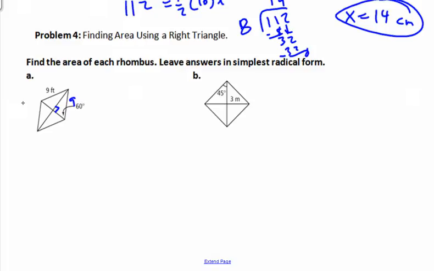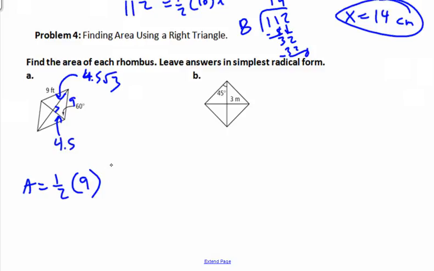If it is a rhombus, all the sides are congruent. In a 30-60-90, this would have to be half of that, so the smaller leg would be 4.5. And then the other one, if it's a 30-60-90, we've been working with those already, would be 4.5 square roots of 3. So, plug in for the area, you get 1/2. Okay, 4.5 times 2 would be 9.